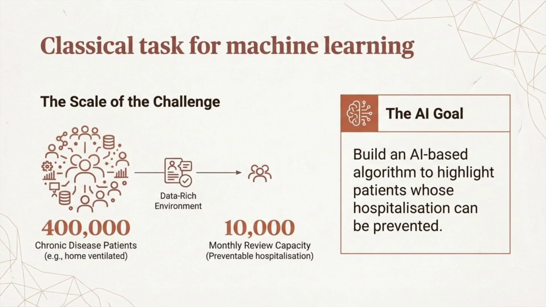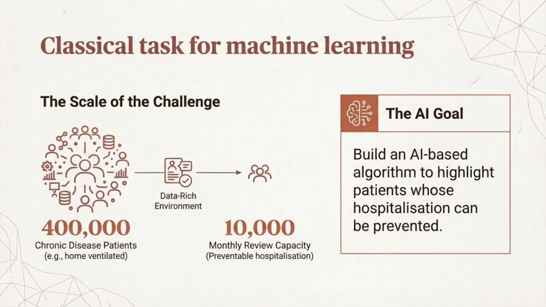So we have a classical task. We have 400,000 chronic disease patients. We know a lot of information about them because, let's assume, some of them wear wearables. Most of them are old, and we know a lot about them in the electronic health record system. We have their analyses, diagnoses, and we know the history for, let's say, 5 to 10 years of each patient. So it's a data rich environment.